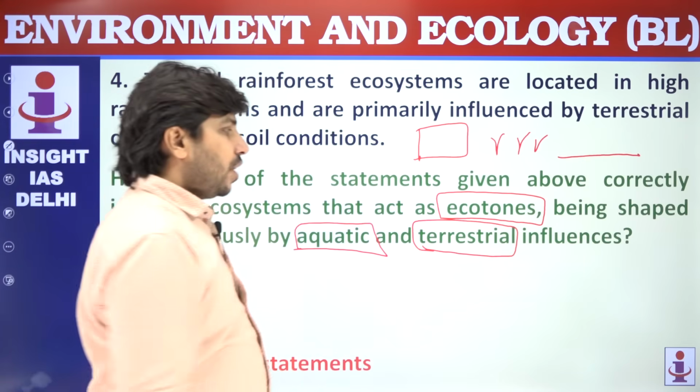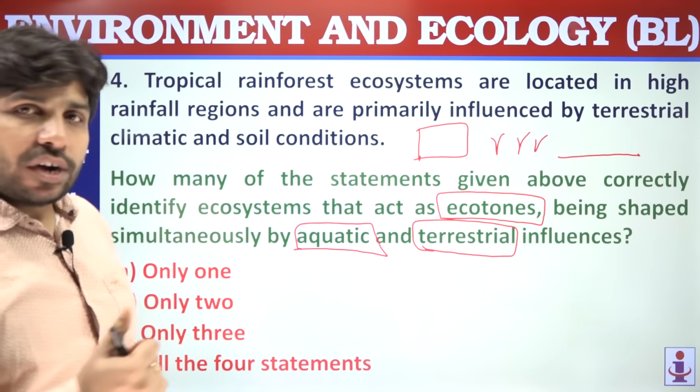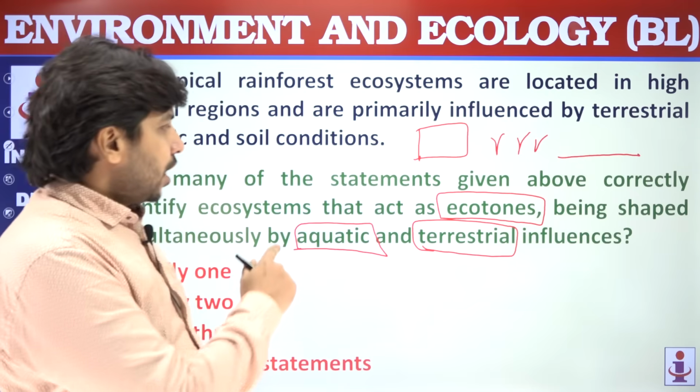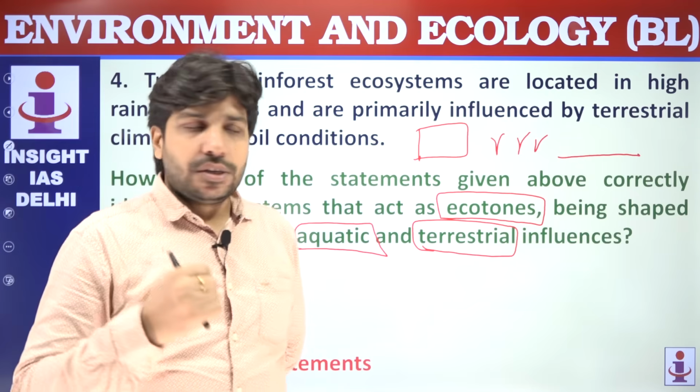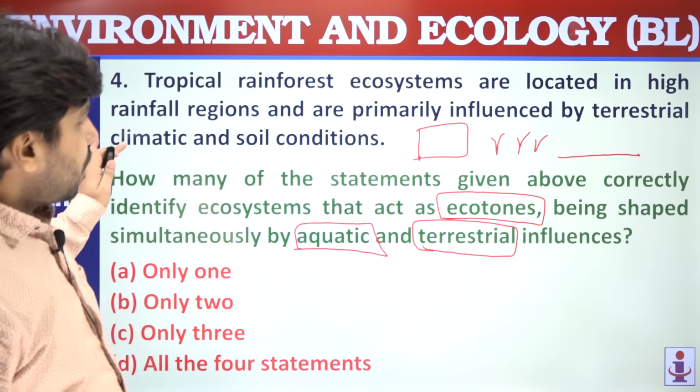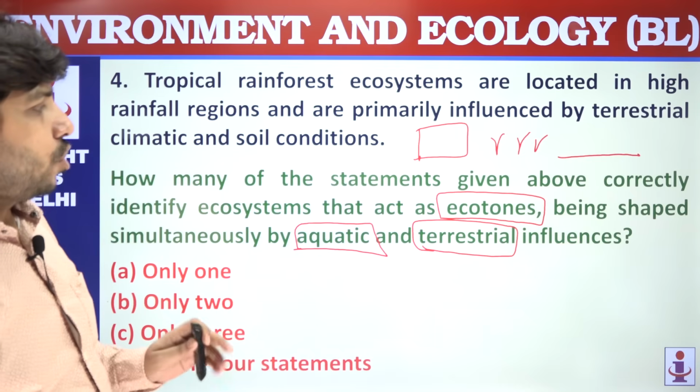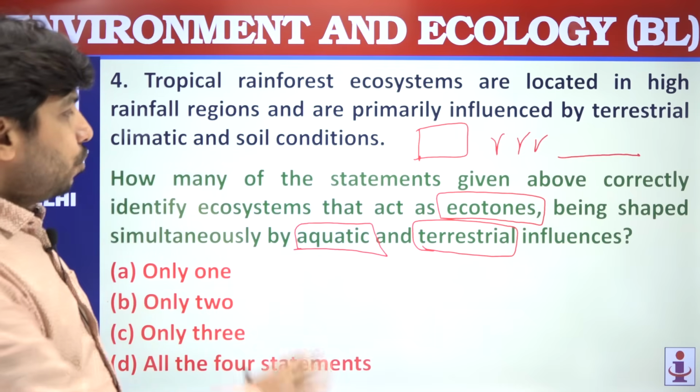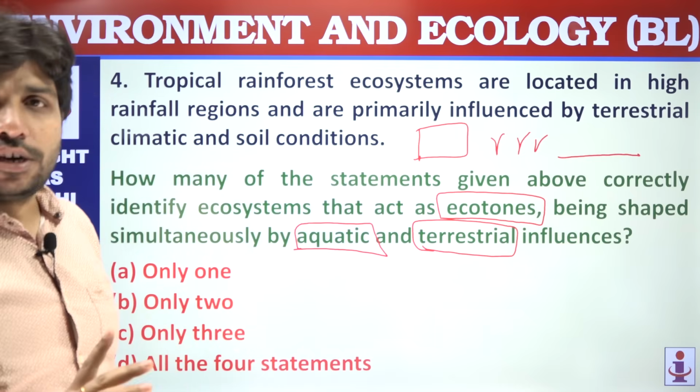We have to identify such ecotones which are shaped by aquatic, meaning water forces, and terrestrial, meaning earth based. So the 4 statements are given over here and the question is asking you to identify the ecotones which are shaped by aquatic and terrestrial influences.